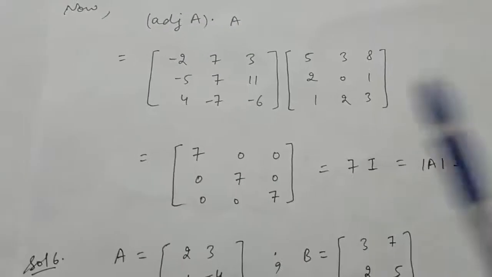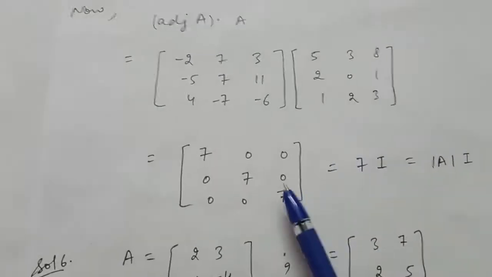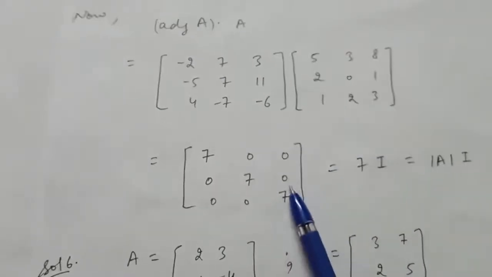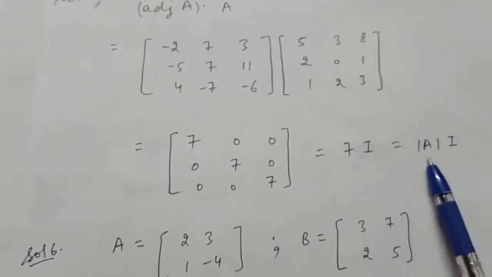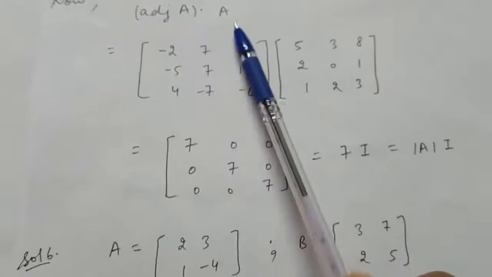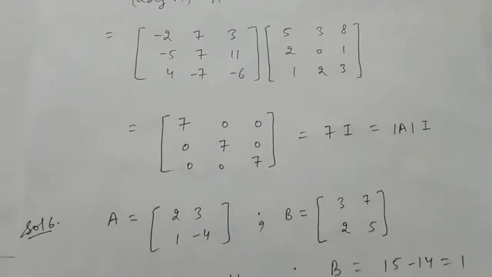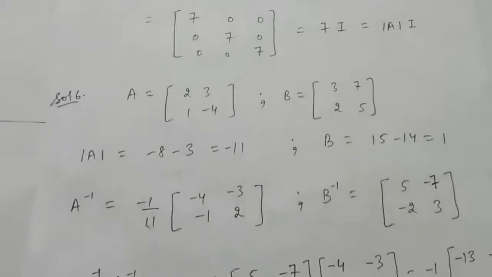Now when you multiply these two matrices, you will get this matrix. So this is 7 into identity, and 7 is the determinant of A. So we have shown that adjoint of A into A is determinant of A into identity matrix.